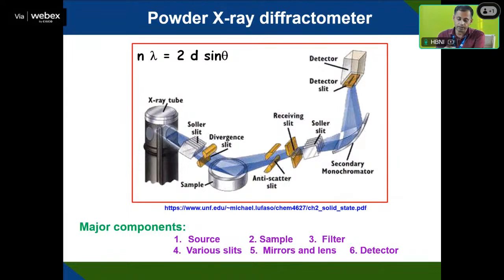For a powder X-ray diffraction pattern, this is a common picture. You can see the X-ray tube here on the left side, and from the X-ray tube the X-rays go to the sample, which is on the sample substrate in the sample cell. Once the X-ray beams come in and fall here, the diffracted beam goes to the detector through different slits as well as a monochromator.